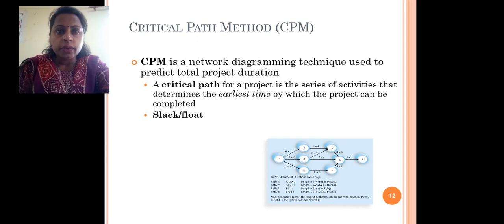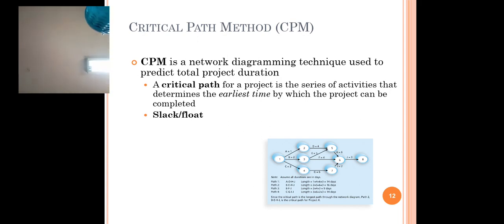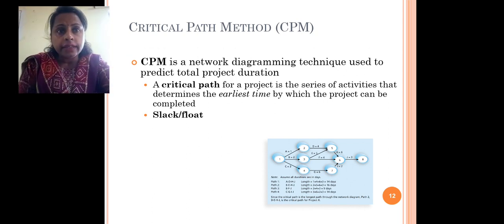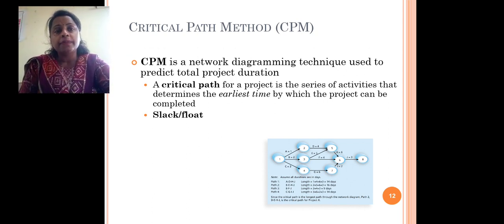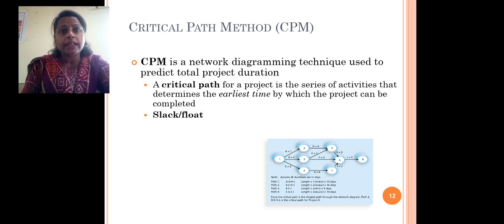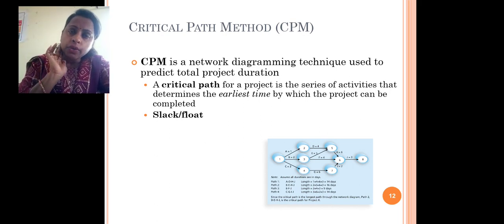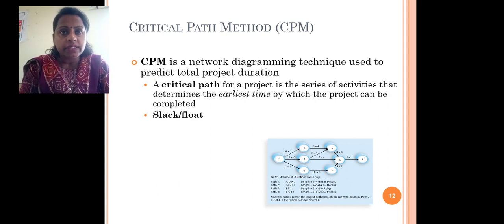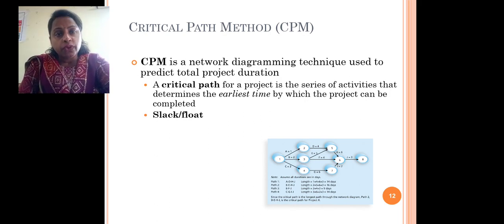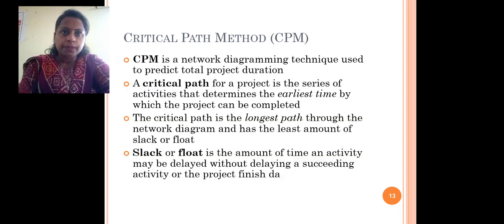So here you can see that this is the critical path for a project. In the series of the activities, determine the earliest start time by which the project can be completed. So what are the slacks and floats? Slacks and floats are the duration given on the activity node. Fine. As we know, the float or slack of the critical path is 0.